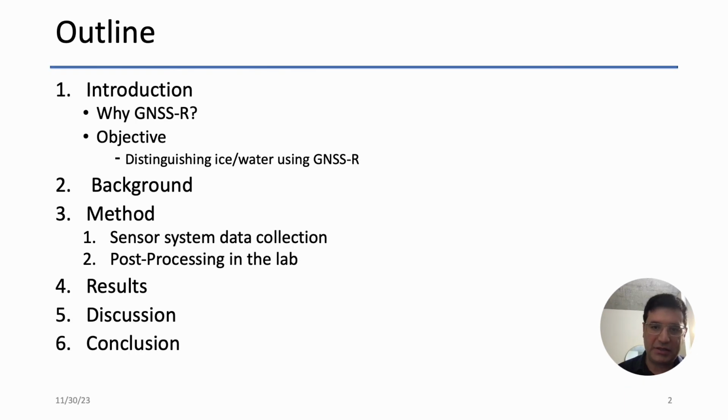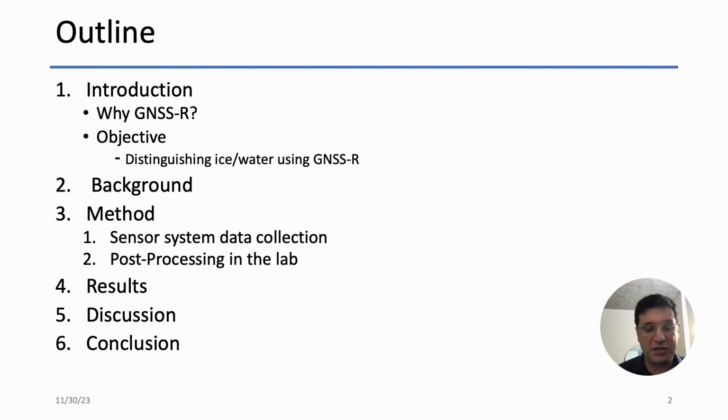Our paper is structured as follows. It starts with the introduction. In the introduction section, we examine the reason behind the utilization of GNSS for reflectometry, highlighting the advantages and disadvantages compared to the existing methods. We also outline the goals of our research.